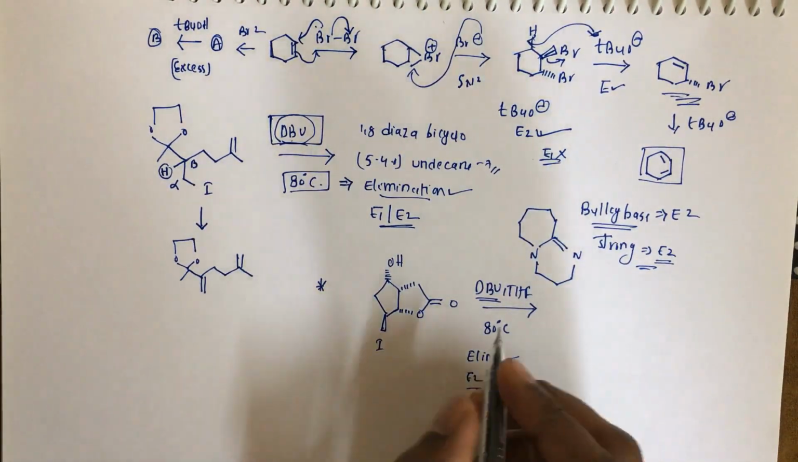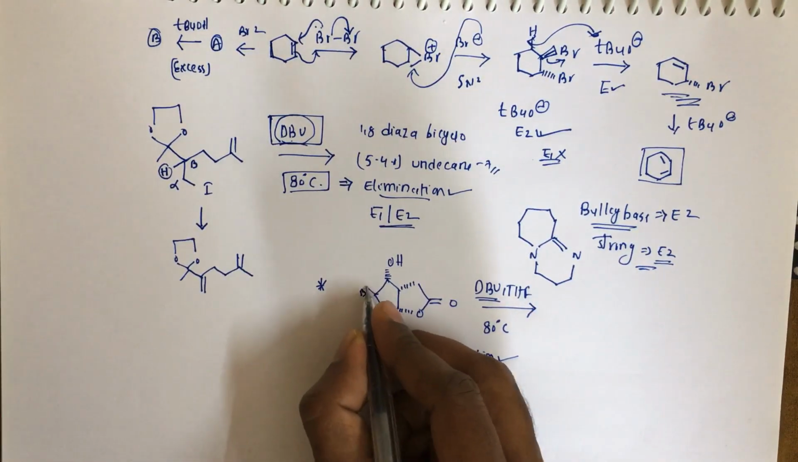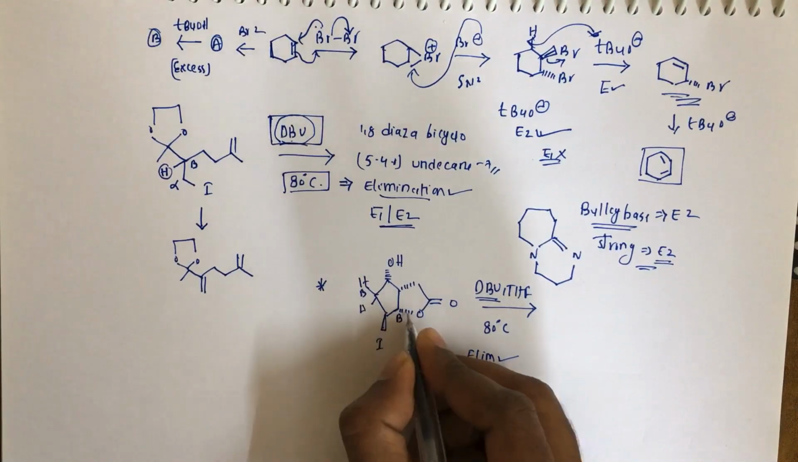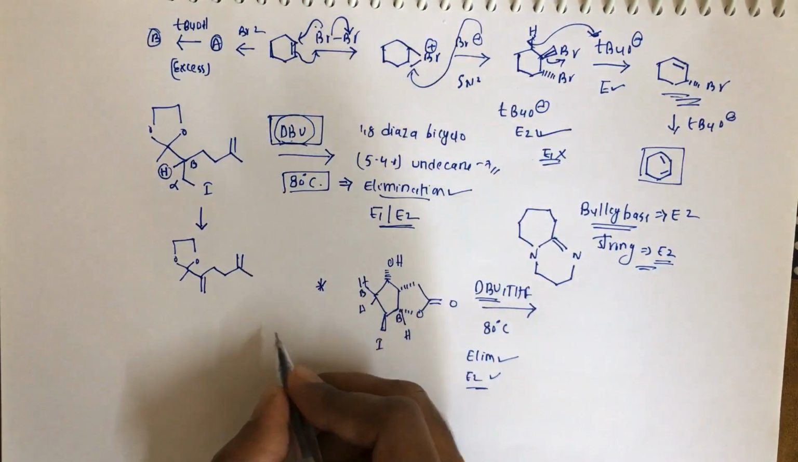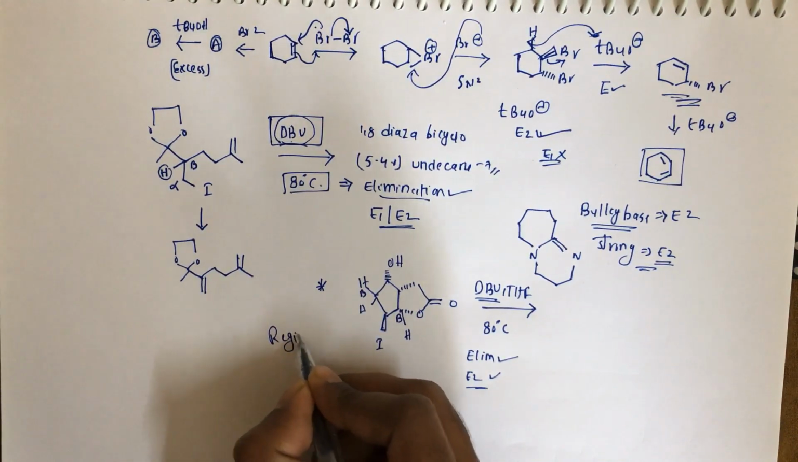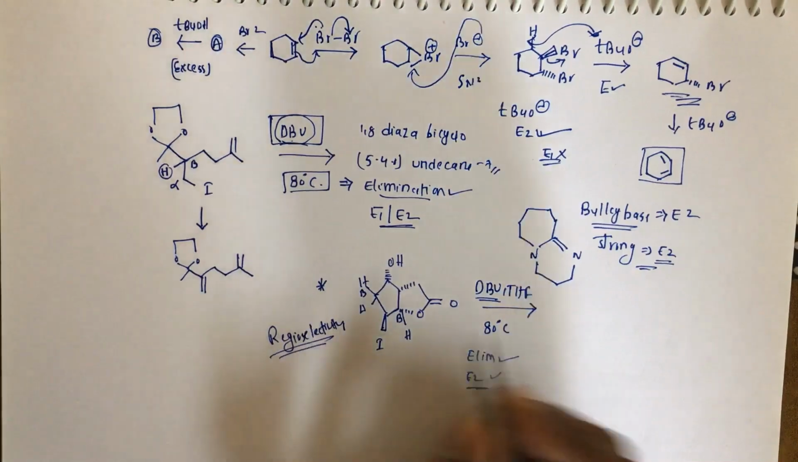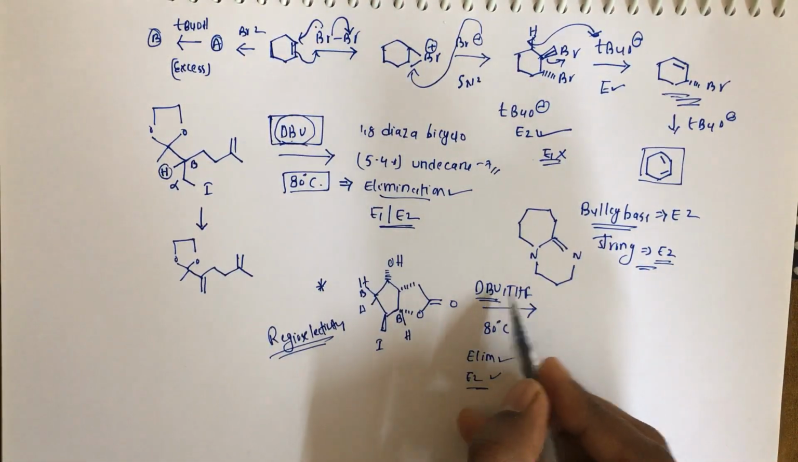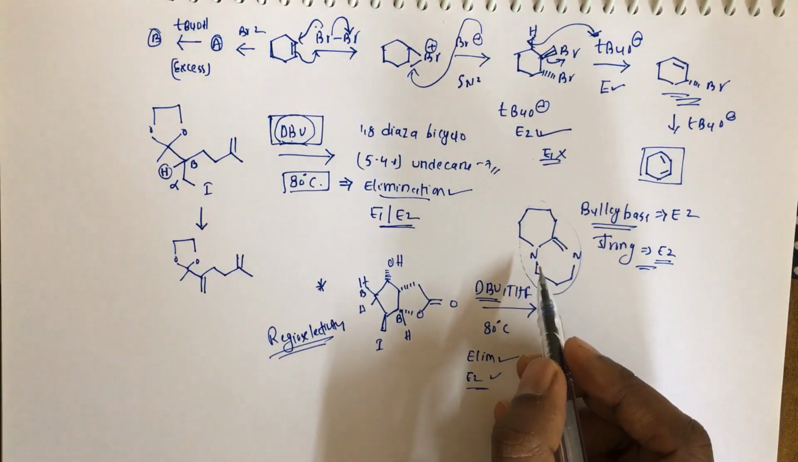And now the point is, this is a beta and this is also beta, and here we have hydrogens and here also we have a hydrogen. So from where does this DBU abstract the proton? So this comes under regioselectivity. Okay, so when the base is bulky, and we know that this is a bulky base, this structure is bulky in nature, the hydrogen will be abstracted from the less hindered side.